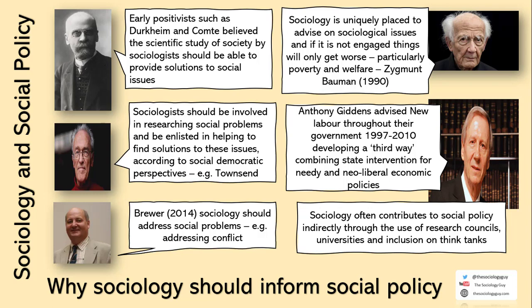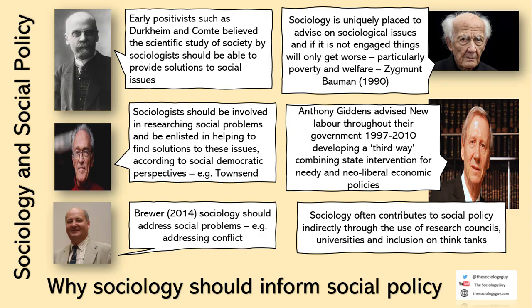Now, from that, you start to see people like Anthony Giddens, who was also a late modern thinker. He was involved with the New Labour government throughout their government from 1997 to 2010, and he helped develop what's called third way politics, a mix of social interventionism and neoliberal economics. So what they tried to do is tackle some of the social problems that existed in society whilst also developing the economy.